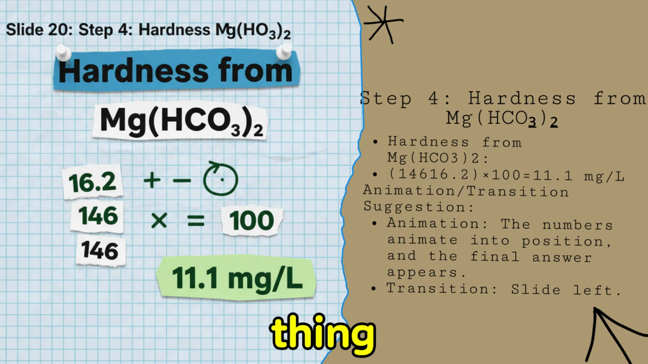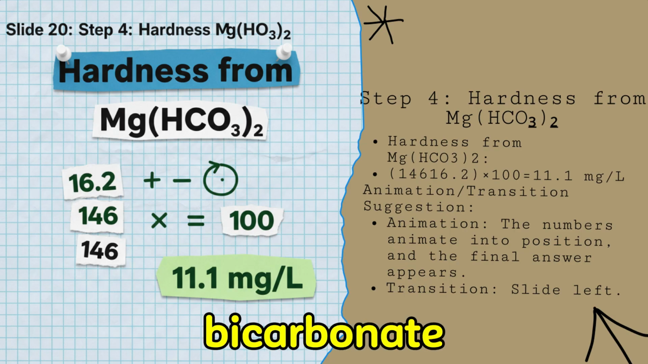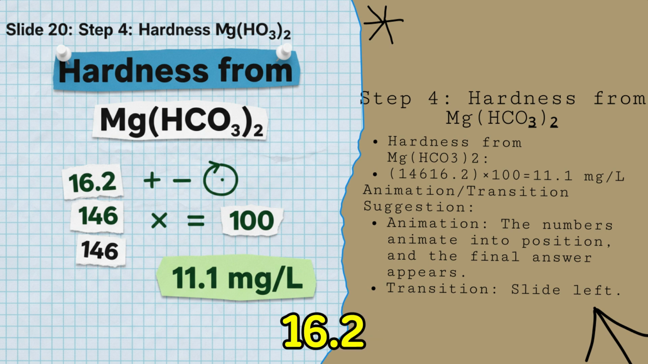Next, we do the same thing for magnesium bicarbonate. The mass is 16.2 milligrams, and the molar mass is 146. The hardness from this salt is 11.1 milligrams per liter.